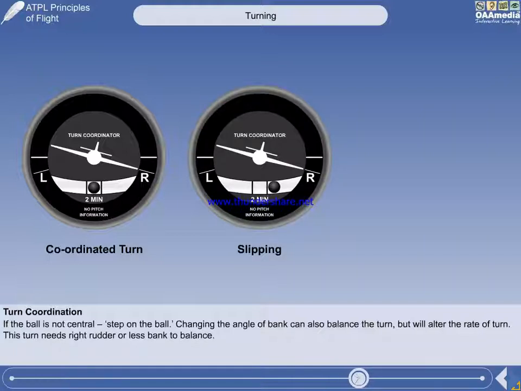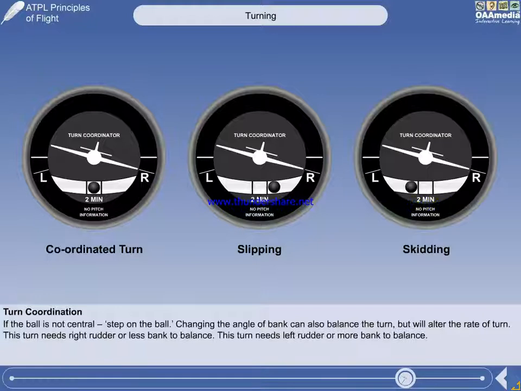The second instrument here shows an uncoordinated turn to the right, with the aircraft side-slipping towards the center of the turn, a slipping turn. Right rudder or less bank would balance the turn. The third instrument also shows an uncoordinated turn to the right, with the aircraft side-slipping towards the outside of the turn, a skidding turn. Left rudder or more bank would balance the turn.